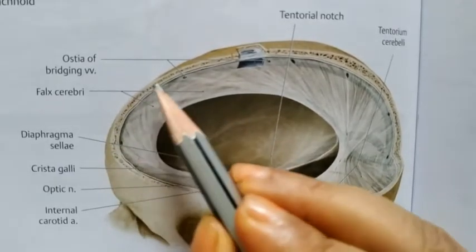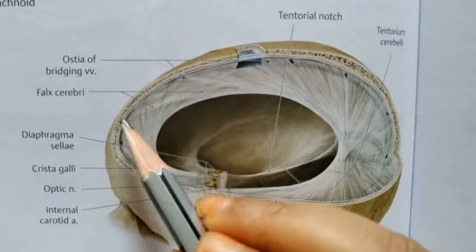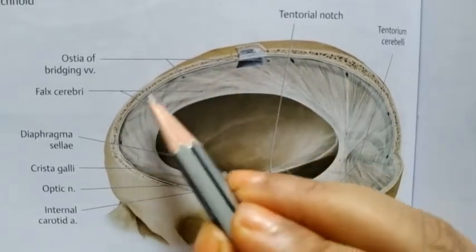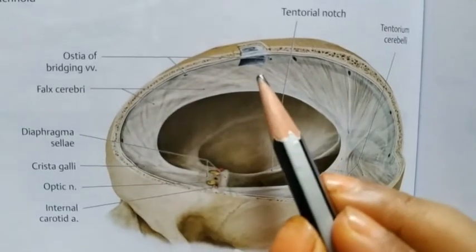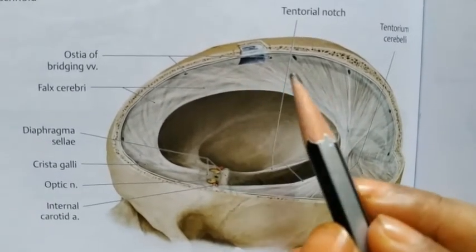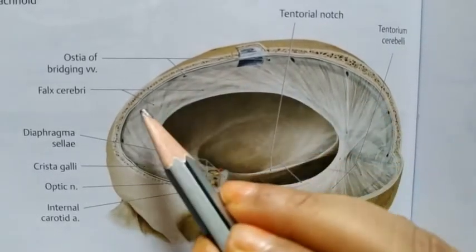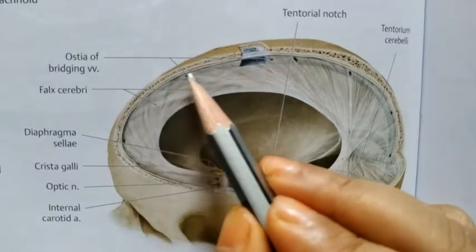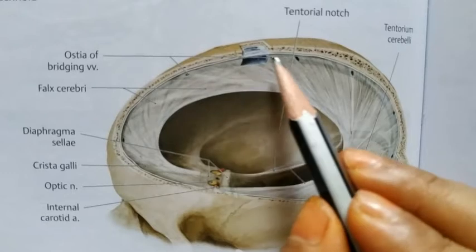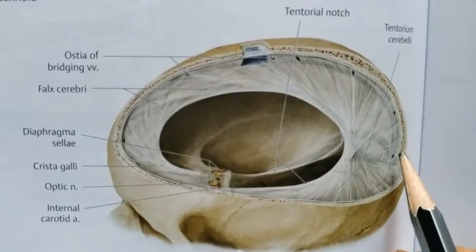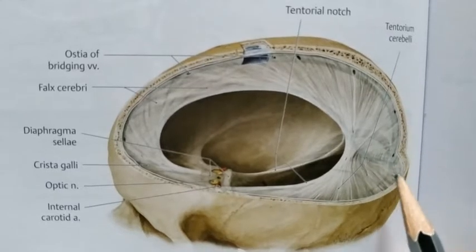Then the convex margin. The convex margin of the falx cerebri is present mid-sagittally in the sagittal sulcus in the interior of the skull. The convex margin contains the superior sagittal sinus. The superior sagittal sinus goes posteriorly and continues to the right transverse sinus or the confluence of the sinuses.